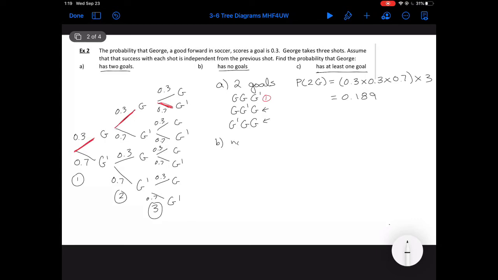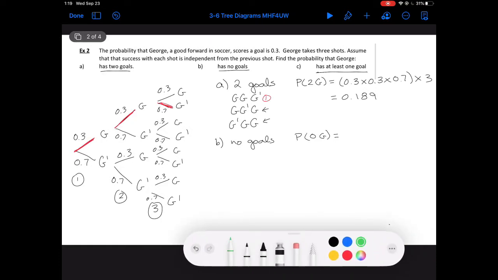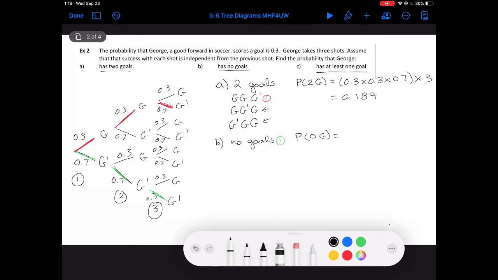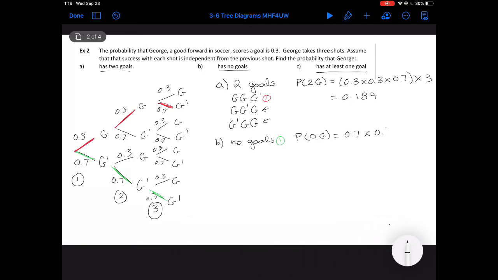So the second part of the question is what if he has no goals? So we're looking at the probability of 0 goals. There's only one pathway for that. I'll highlight that in green. So no goal would be no goal, no goal, and no goal. So we'd multiply 0.7 times 0.7 times 0.7, which would give us about 34% or 0.343.